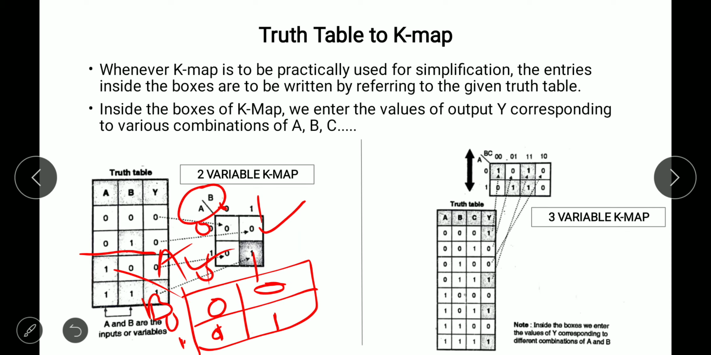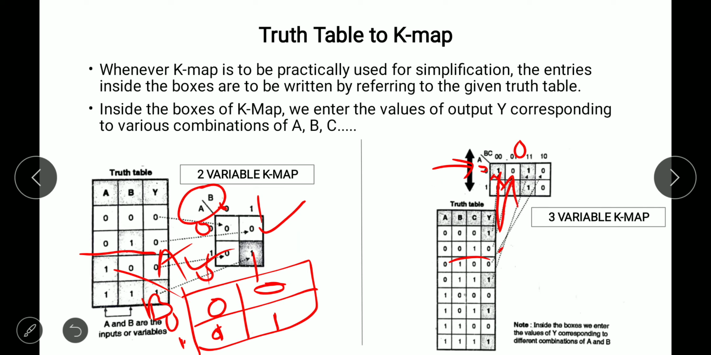Again, for a three variable K-map, how can we write it? First 0 0 0, all are 0, so put 1 here. Then A is 0, so we take this row. Then find the next combination, that is 0 1. Where is the 0 1? This one. So we put 0 there.